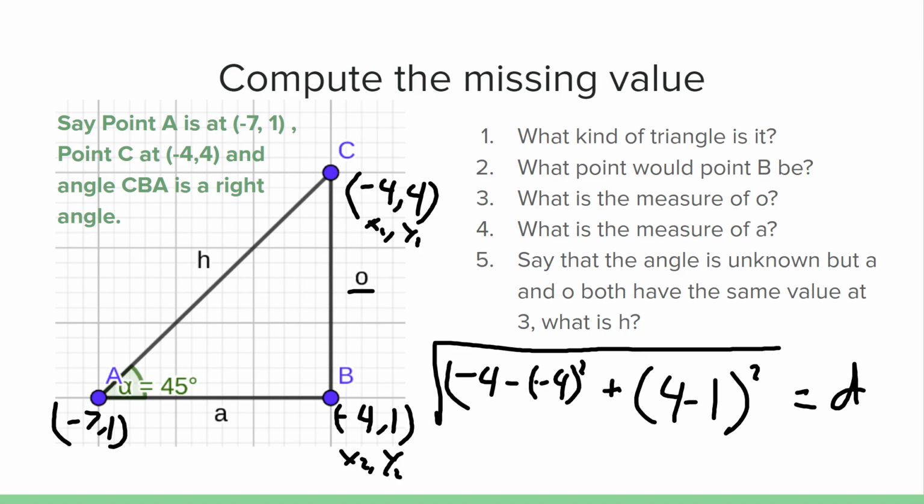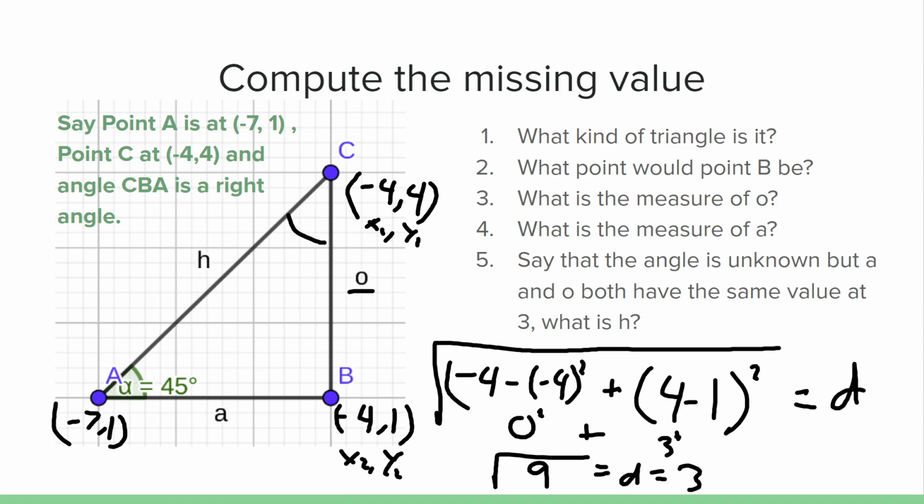So -4 minus -4, we have 0. Plus 4 minus 1, 3. So you square: 0 squared is 0, 3 squared is 9, 0 plus 9 is 9. So the square root of 9 is equal to d, which is equal to 3. So correct. You're right, Jimenez. It's 3. Now, say that the angle is unknown, but A and O both have the same value of 3.